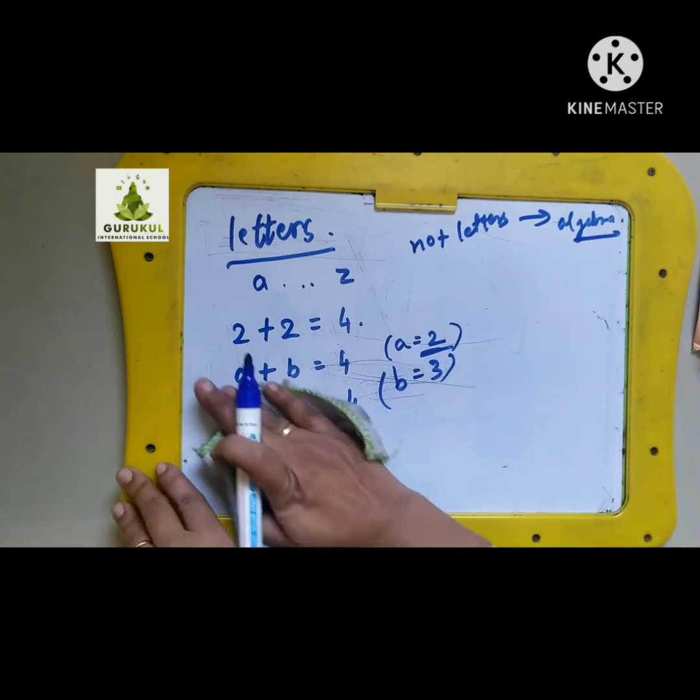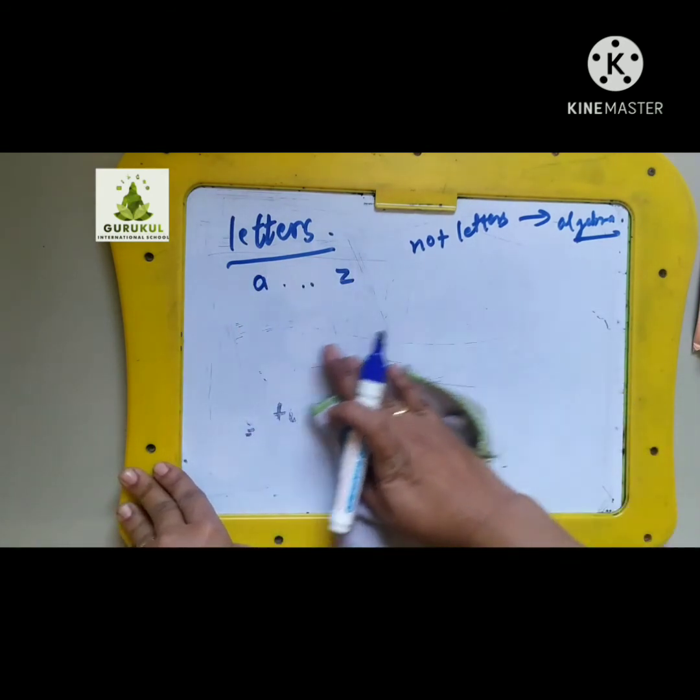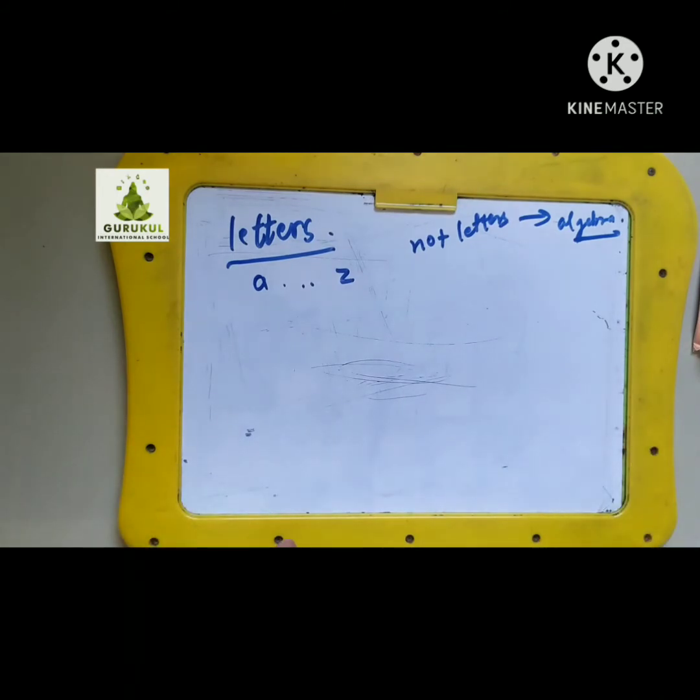Okay, the basic idea is that instead of numbers, an alphabet is written and the operations are carried out. This letter and number combination is algebra.